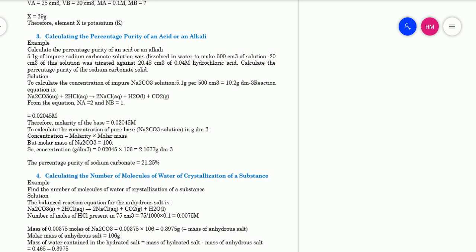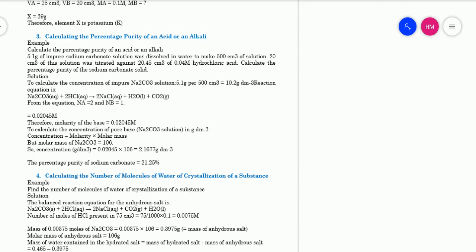In the previous session, I demonstrated the calculations of volumetric analysis, and we ended up discussing how to calculate the relative atomic mass of a known element, how to know the name of an element, and even to position it in the periodic table. Now in this session, we are going to continue with the calculations of volumetric analysis, and today we are going to discuss how to calculate the percentage purity of an acid or an alkali.